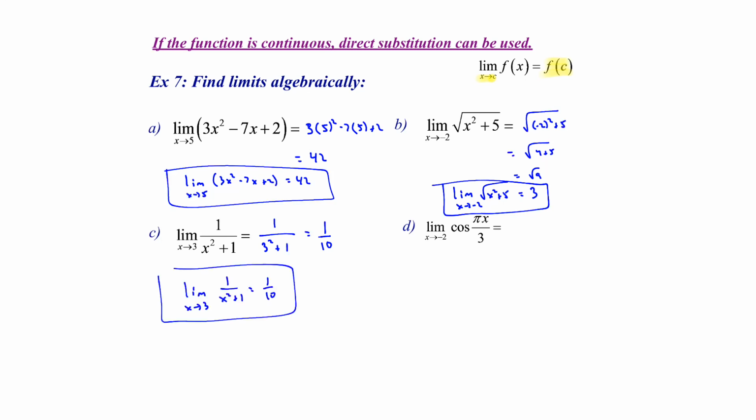And then on the last one, we can also use trig functions. So we got the limit as x approaches -2 of cosine of pi times x divided by 3. So if we use direct substitution, that would be cosine of plugging in -2 for x, so cosine of -2 pi over 3. And so what's cosine of -2 pi over 3? That would be in quadrant 3 with a reference angle of pi over 3, so that looks like that would be -1/2. So the limit as x approaches -2 of cosine of pi x divided by 3 is equal to -1/2.